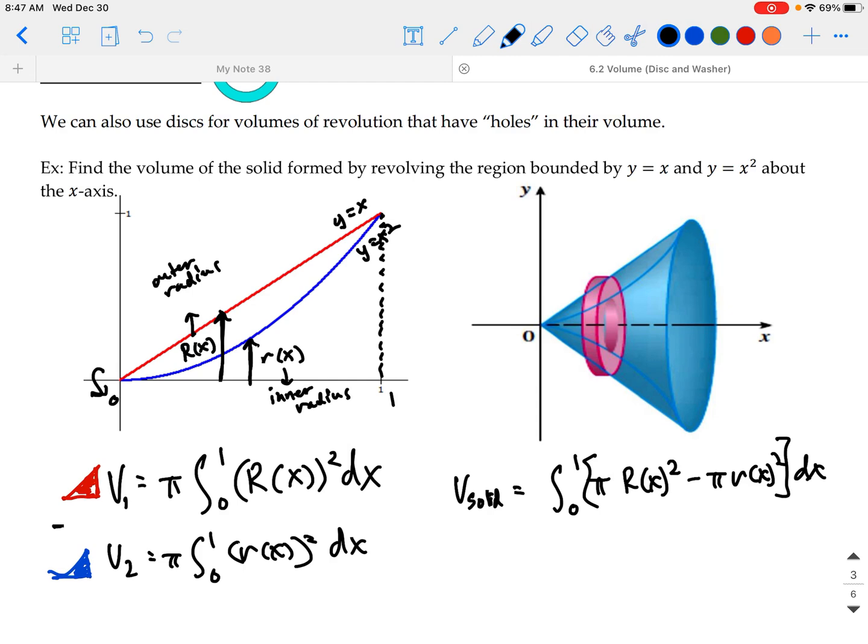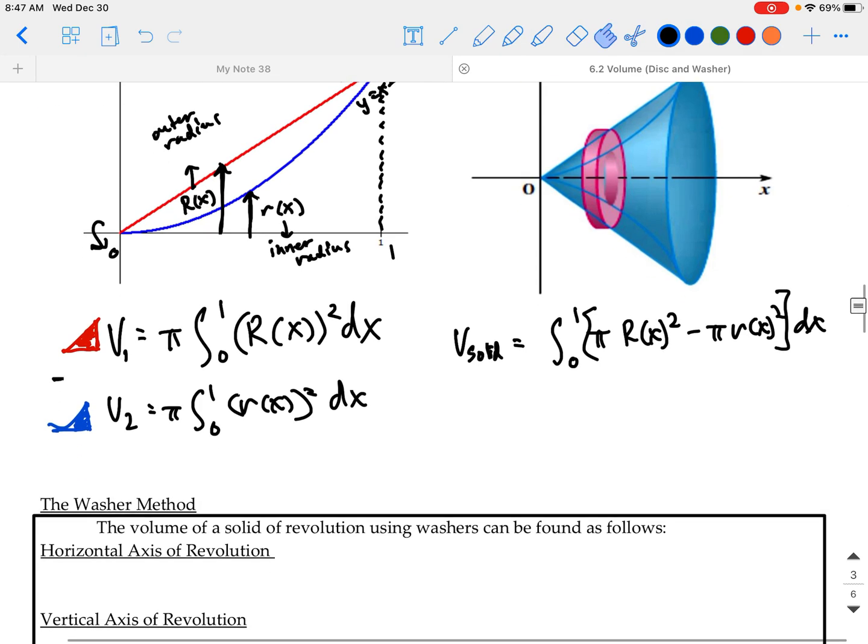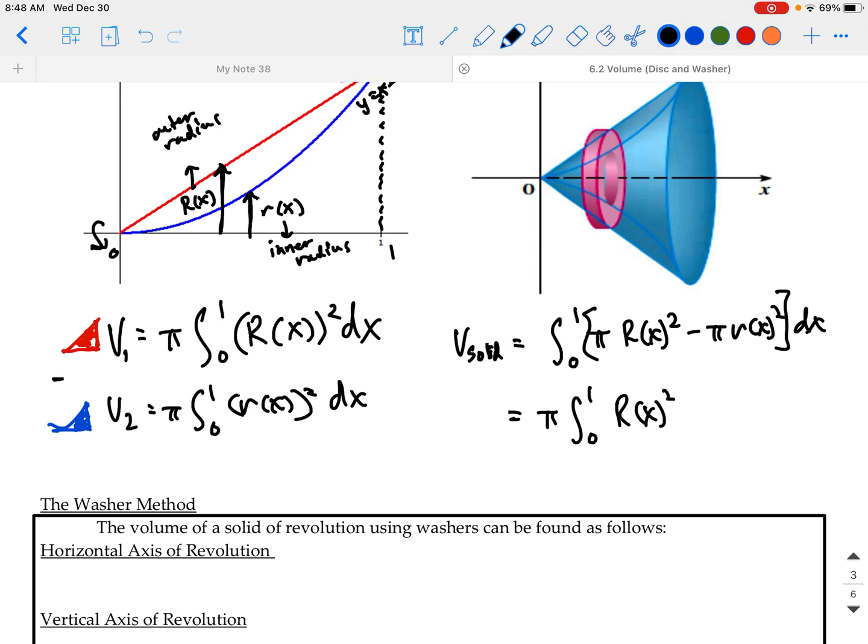We could do two separate integrals and combine them because our limits of integration are the same. So what we're going to end up with then is pi integral 0 to 1 of capital R of x squared minus little r of x squared dx. So we just subtract the two separate volumes of our curves, and that will give us our washer volume.